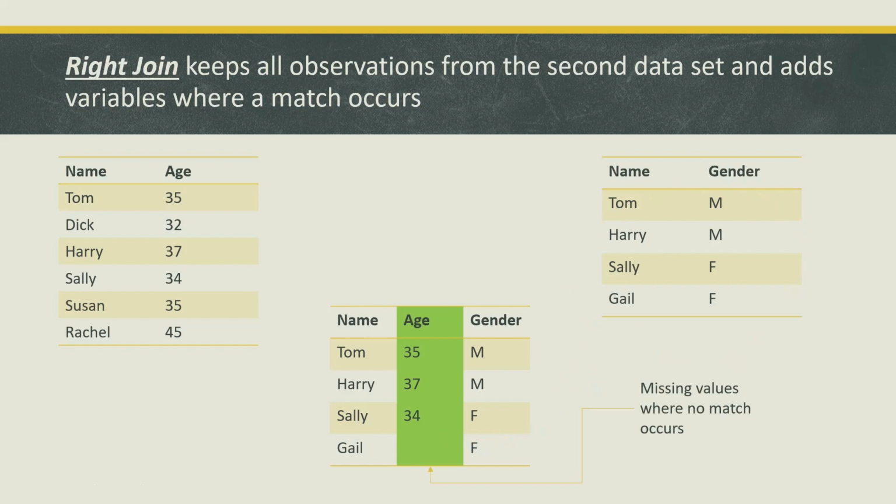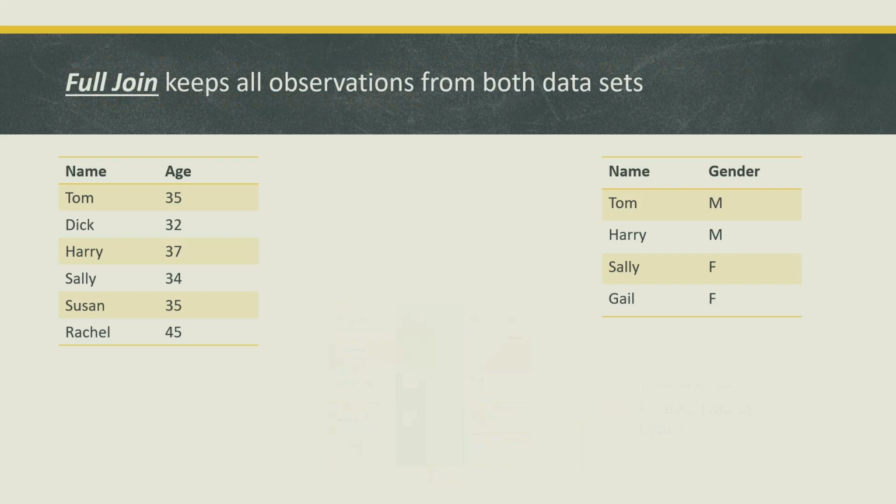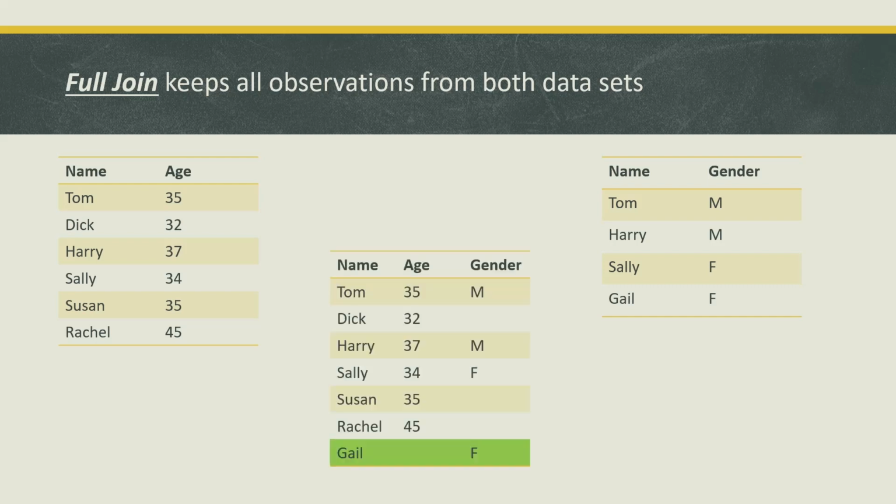So that's an inner join, left join, right join, and then we have one left, which is the full join. So the full join keeps all observations from both data sets. Up to this point, with the inner, the left, and the right join, we've required a matching key in order to complete the join. We've keyed on the variable name. But in a full join, our resulting data set is going to have all observations from both data sets, and then it'll just fill in age and gender where it can find a key, and if there is no key, then it'll just set them to missing.